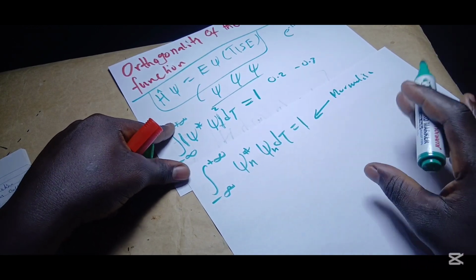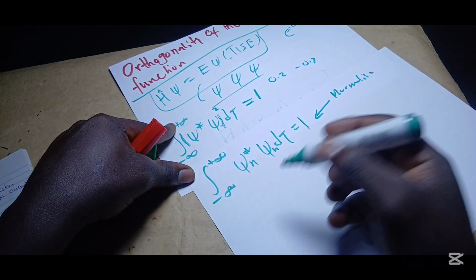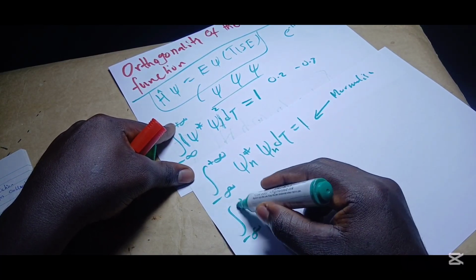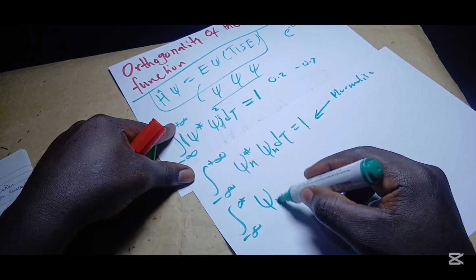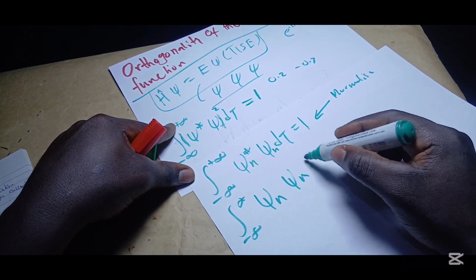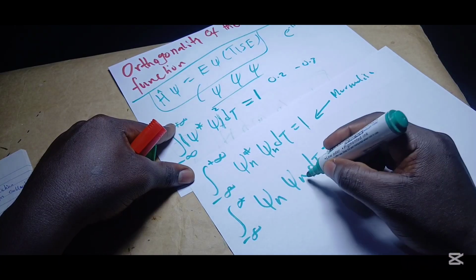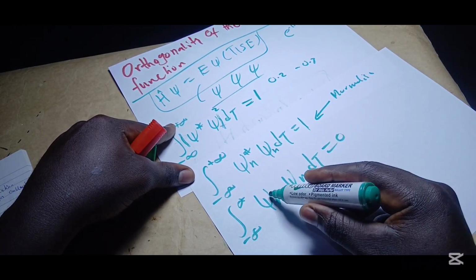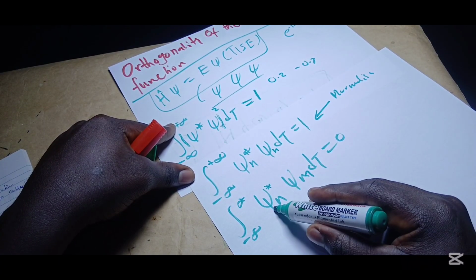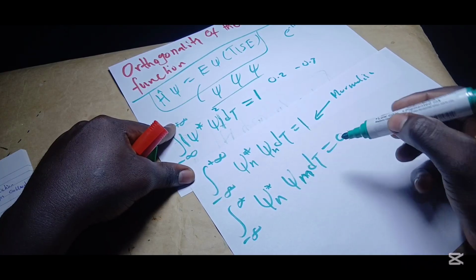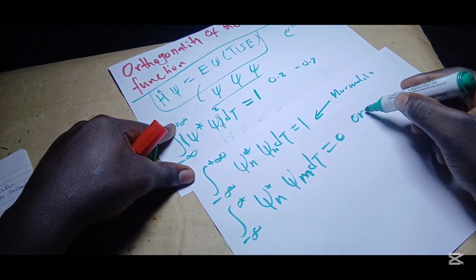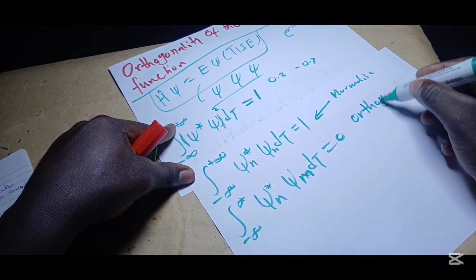What if two solutions from the Schrodinger equation, let's say psi of n and psi of m, act on each other to give us 0? Either the complex conjugate of psi of n and psi of m acting on each other give us 0, then we can say the two functions are orthogonal.